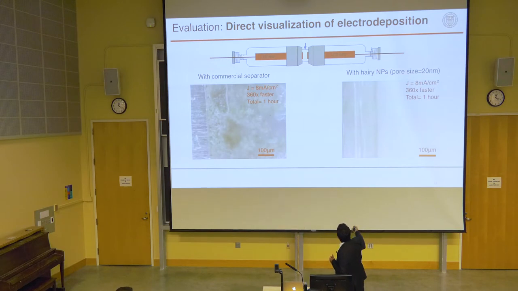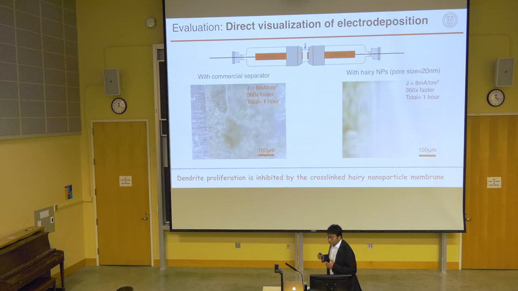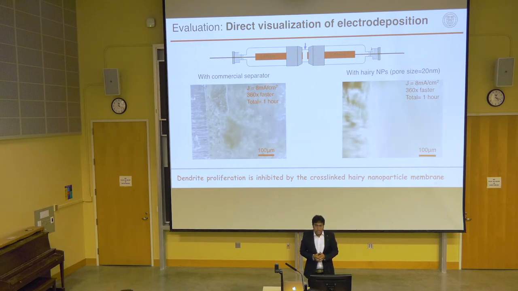However, in the case of the cross-linked nanoparticles, the deposits are limited in this cross-section. They are not able to go through. So this membrane acts like an invisible barrier that stops the dendrites from growing across. But at the same time, there is deposition, so we know that the ions are flowing in the pores of this membrane.